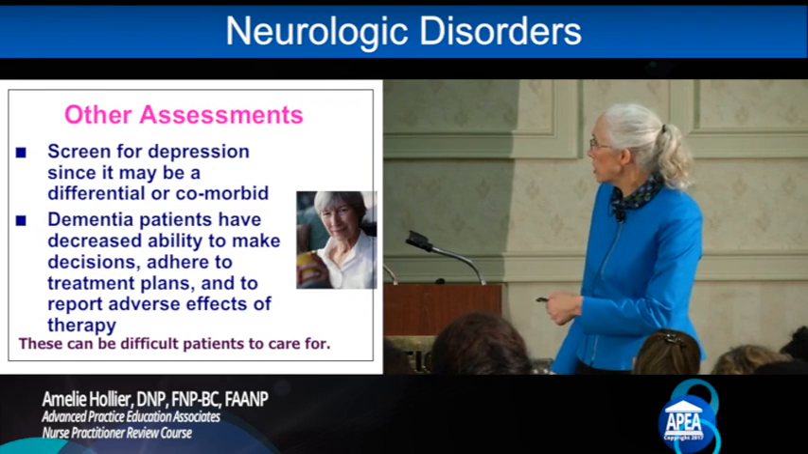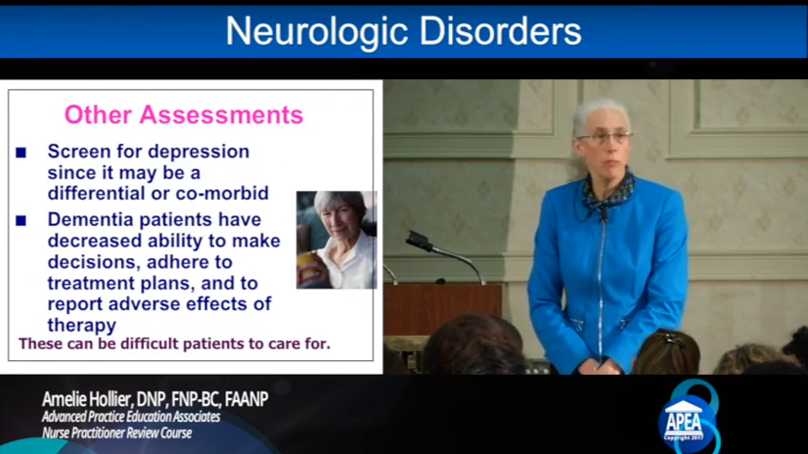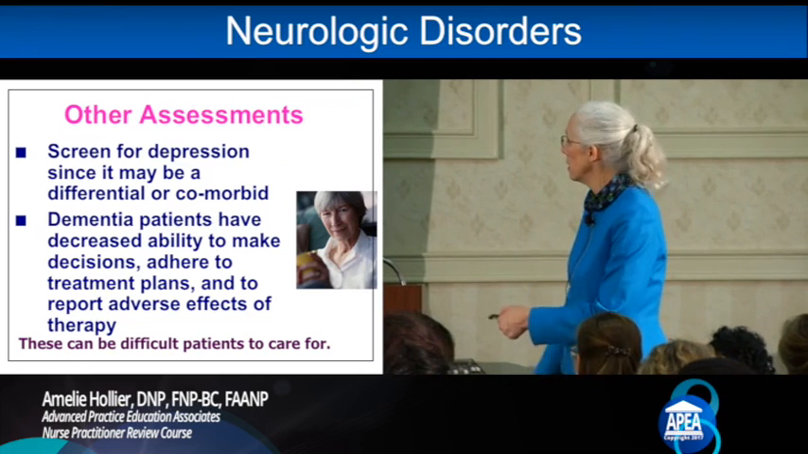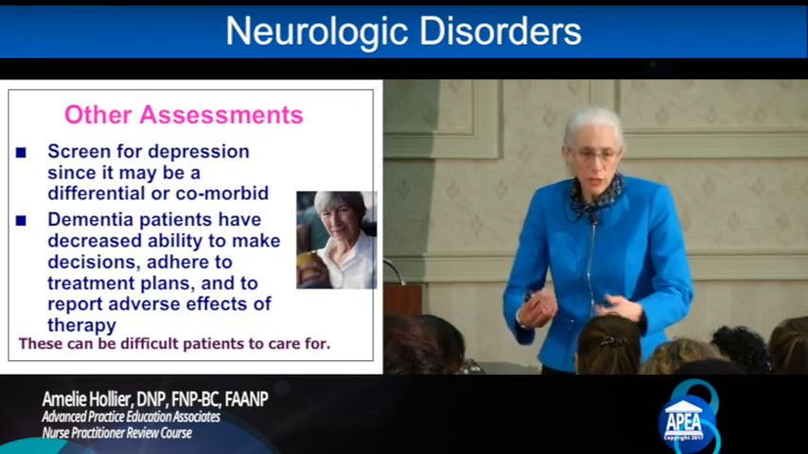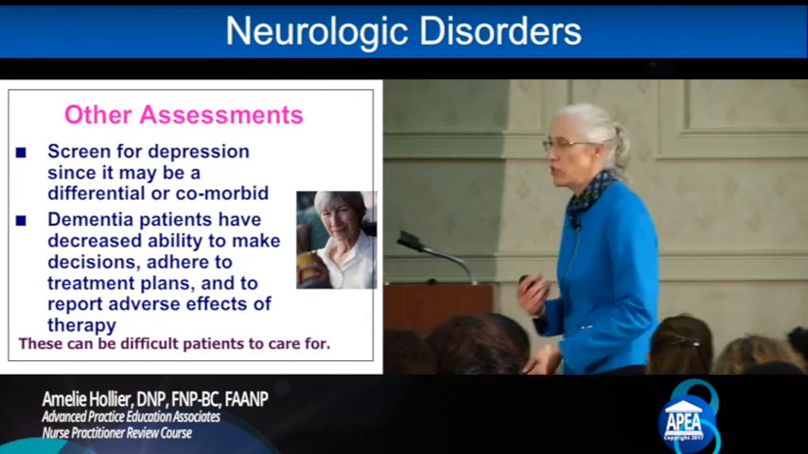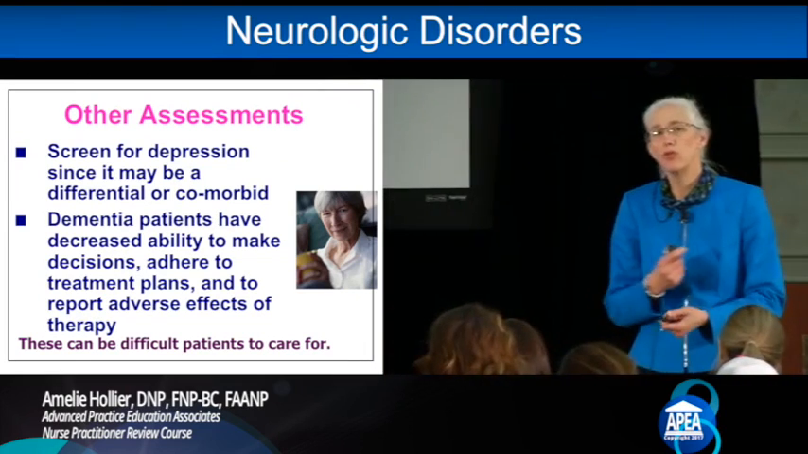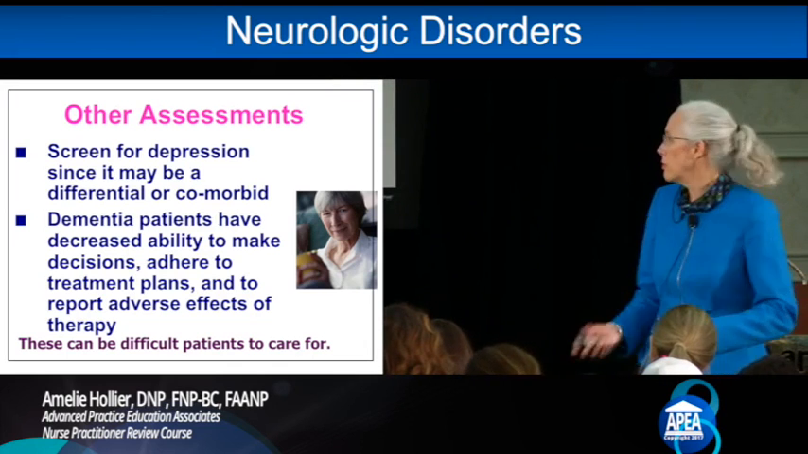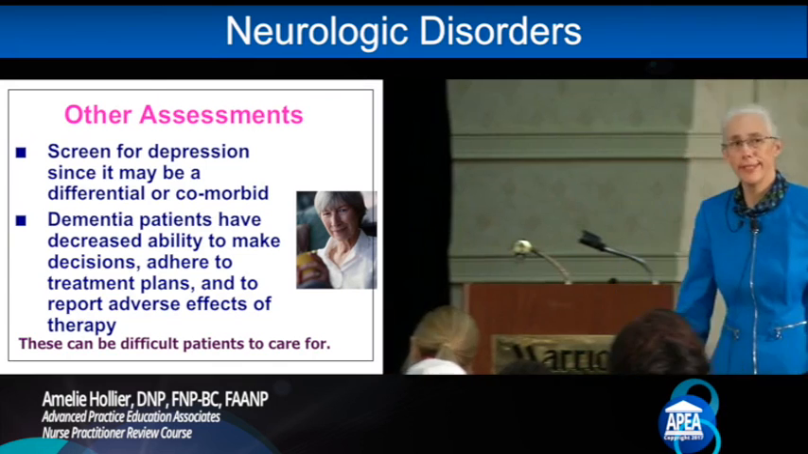And I'll just tell you right now, as you well know, these are difficult patients to take care of. They don't adhere to their plan of care. They don't tell you when something is wrong. They're a challenge to take care of, but they're even a greater challenge for their caregivers, their family, and whomever. So what do you need to know for the exam?